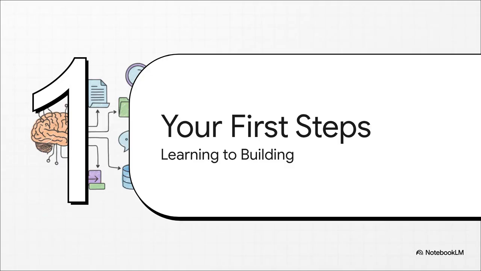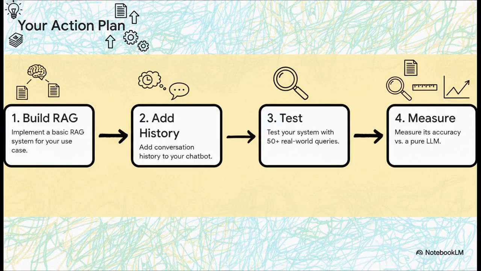All right, so we've covered the concepts, we've even seen some code. Now for the most important part, turning all this knowledge into action. This isn't just theory, okay? This is a practical blueprint. Let's talk about what you can actually do this week to get started. Here it is, your project plan. Step 1, build a basic RAG system using your own data.